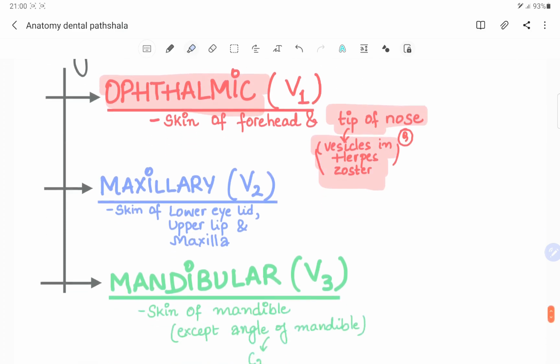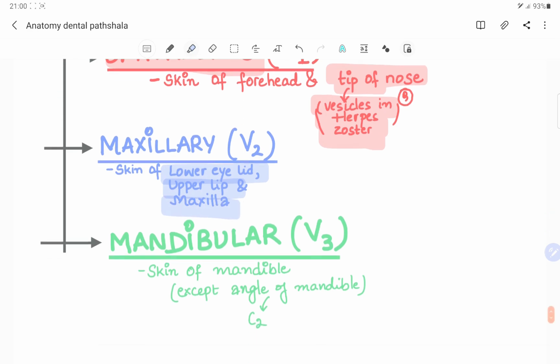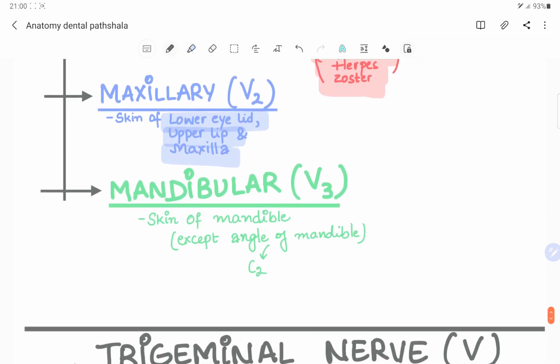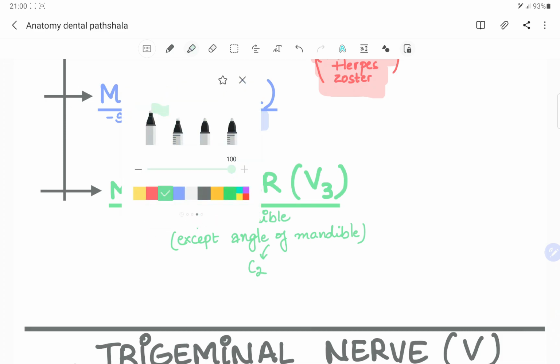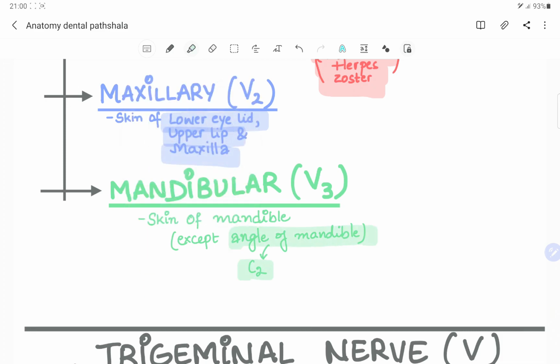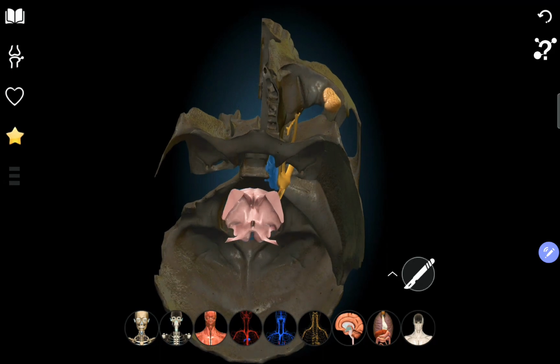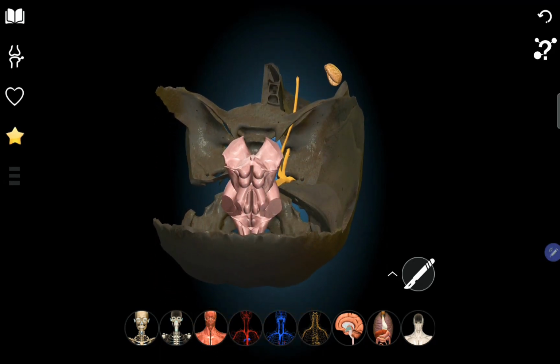Then the maxillary division of the trigeminal nerve supplies the skin of the lower eyelid, the upper lip, and the maxilla. The mandibular supplies the skin of the mandible, except the angle of the mandible, which is supplied by the C2. Now let's see the trigeminal nerve in a three-dimensional structure.